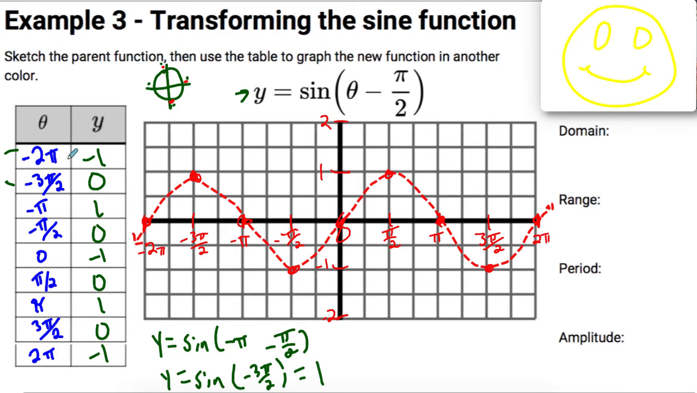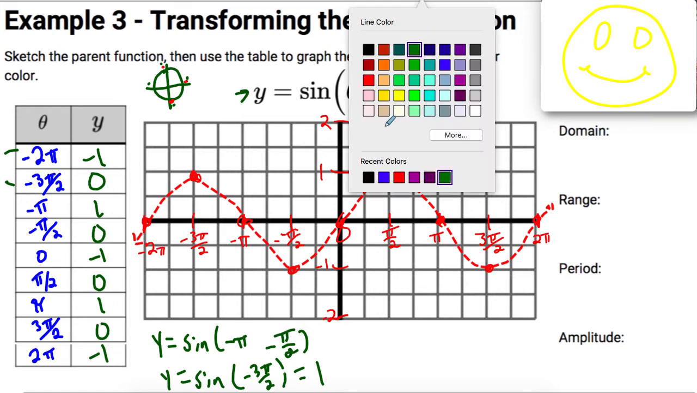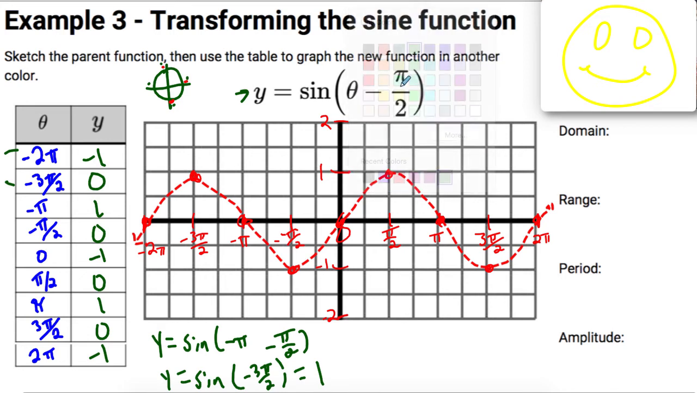So once I have that, I can start to put some of these points down on my curve. And I can graph the new function y equals sine of theta minus pi over 2. So let's start plotting negative 2 pi radians as associated with the y value of negative 1. Negative 3 pi over 2 is 0. Negative pi is 1. Negative pi over 2 is 0.